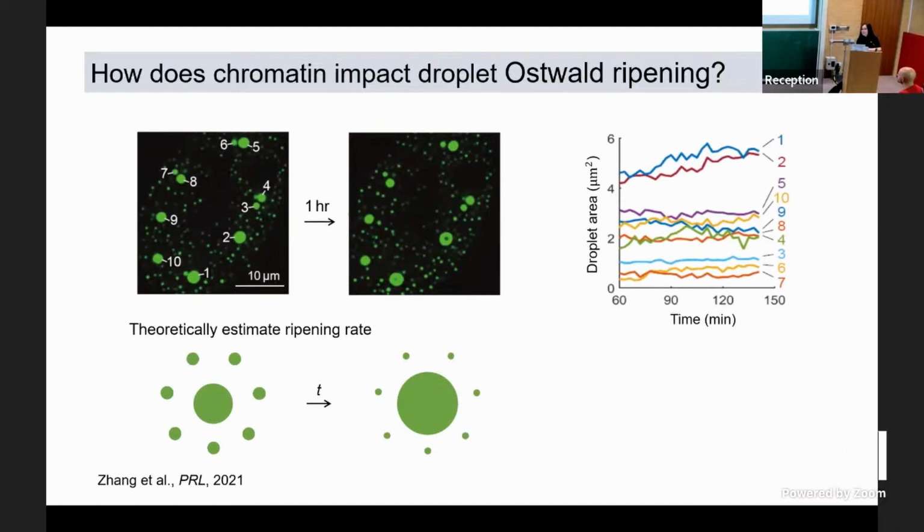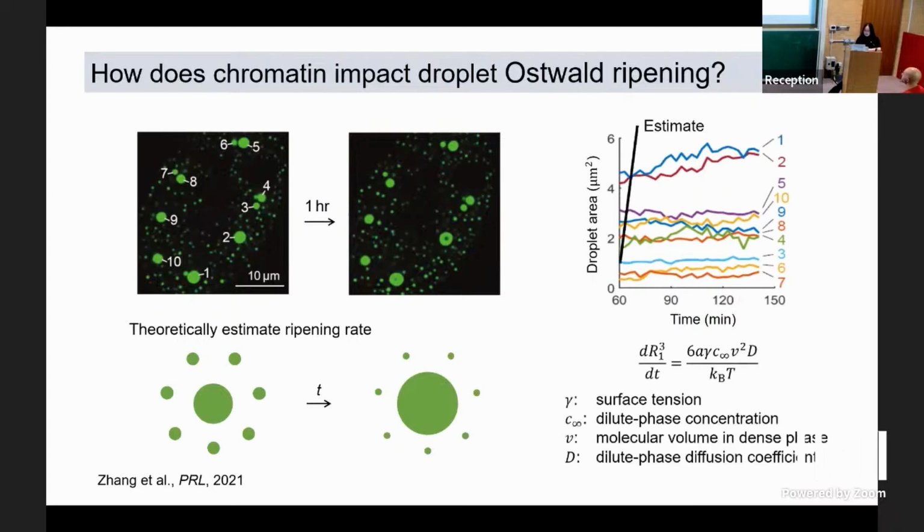How much mobility is there in enough? Mobility, yeah, so we know all these. Cliff's group has already measured all these parameters: the diffusion of the molecules in and out of the droplet, the surface tension, and the volume of each kind of individual molecule. Everything has been measured.